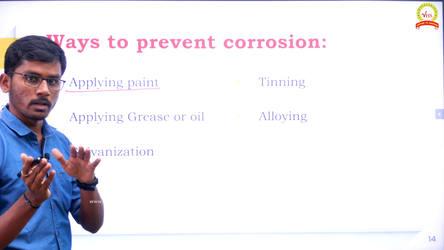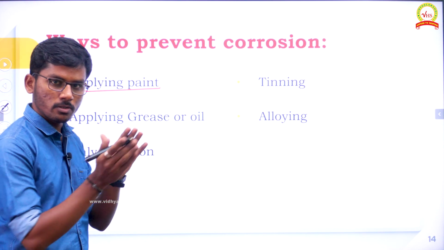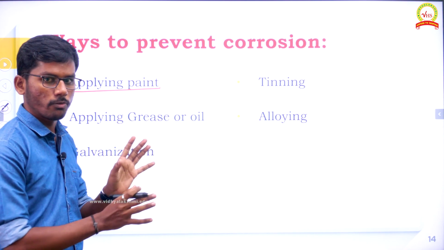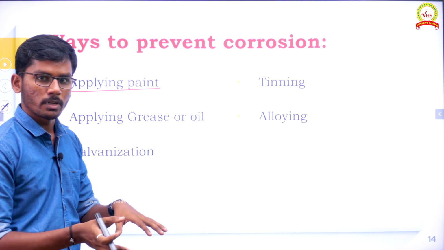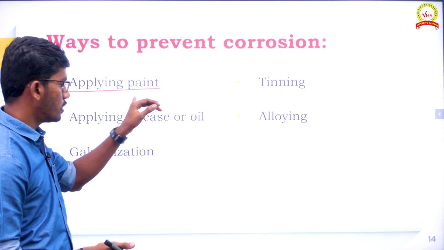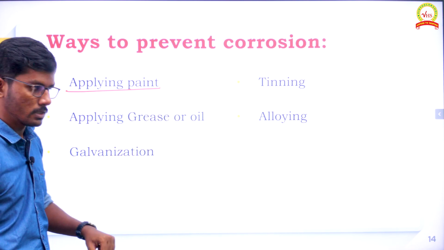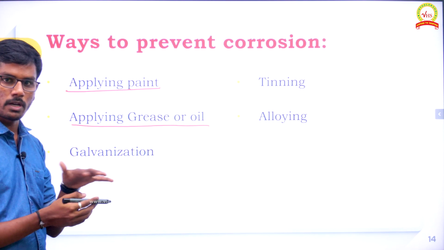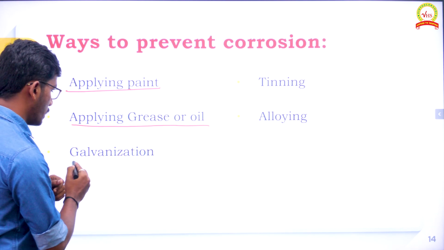Okay, now I think you can relate this oxidation to this corrosion property, right? Corrosion is nothing but a kind of oxidation, so that the metals are losing their nature. One is by applying paint, we can prevent oxidation. Next, applying grease or oil. This also forms a separate layer and it is going to prevent it.